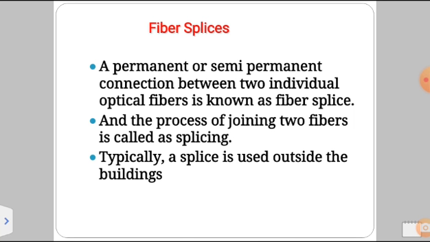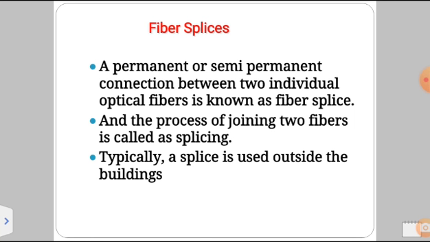And what is splicing technology? A permanent or semi-permanent connection between two individual optical fibers is known as a fiber splice. In most cases it is permanent, because installation is very important in fiber optic technology. They are investing a huge amount during installation. Once it is installed, fiber optic cables can be utilized for up to 20 years. So it is a huge investment.